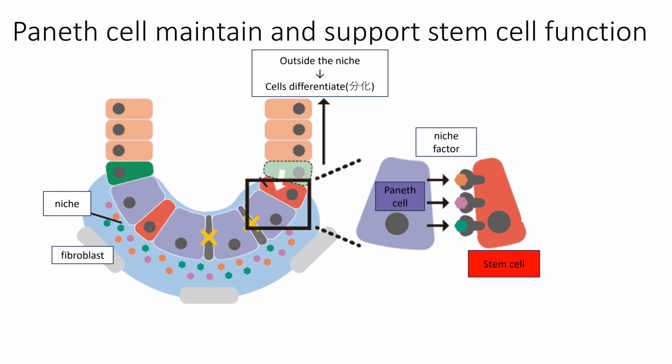Paneth cells have another important function. Paneth cells are adjacent to stem cells and constitute a stem cell niche. Stem cell niche means a microenvironment that maintains stem cells. Paneth cells release niche factors, and niche factors bind to stem cells. Niche factors make stem cells replicate themselves and remain undifferentiated.